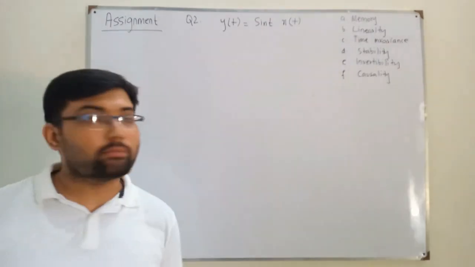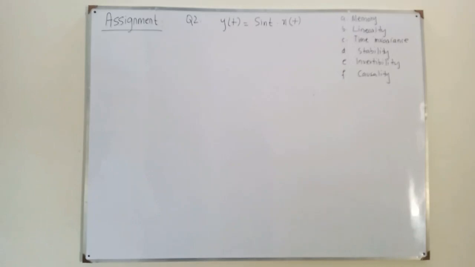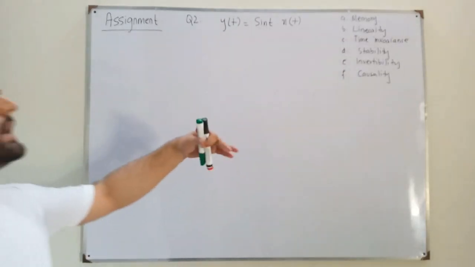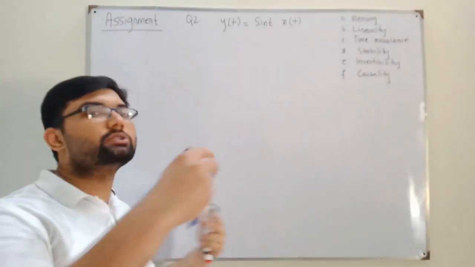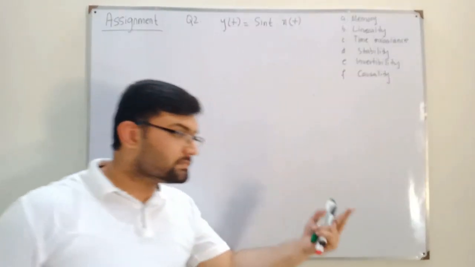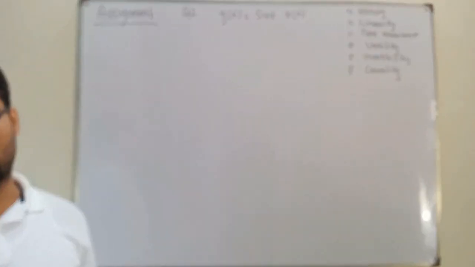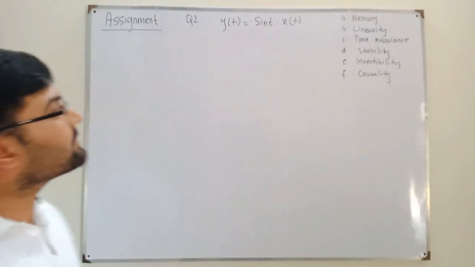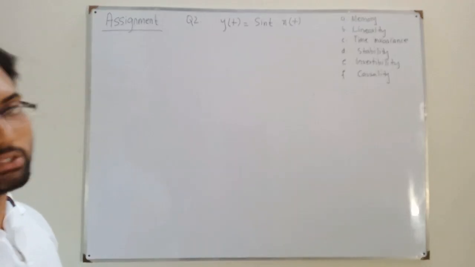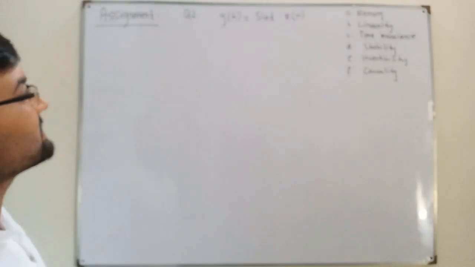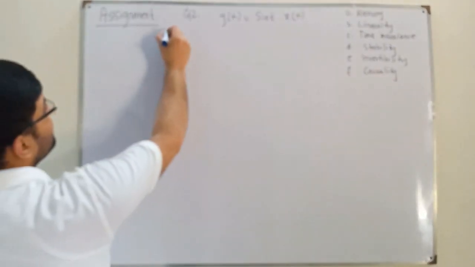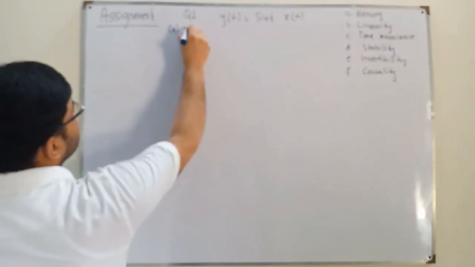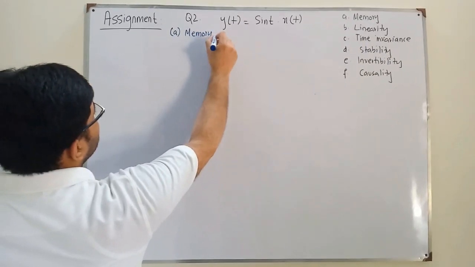Alright, so memory. The first case is memory. You know that for memory, the condition is that if it has any past or future values involved, that is the case of a memory system. And how do we determine past or future? Those are basically the shifted versions, x of t plus 1 or x of t minus 1. We do not have them in this system.